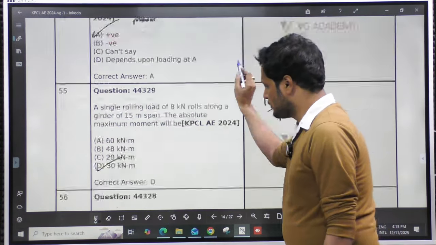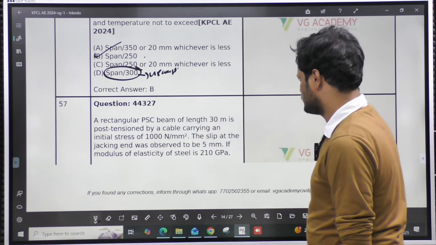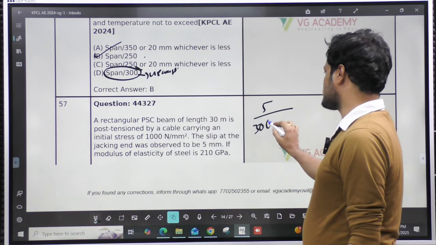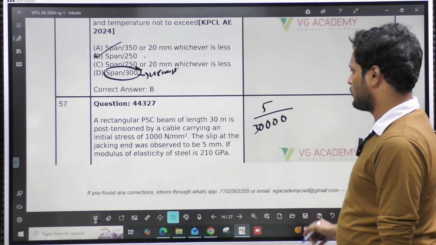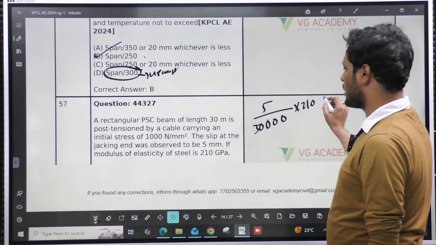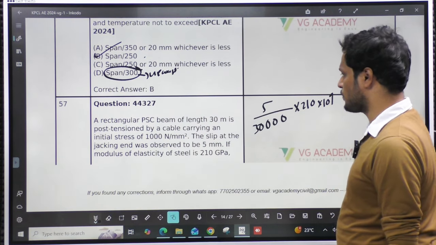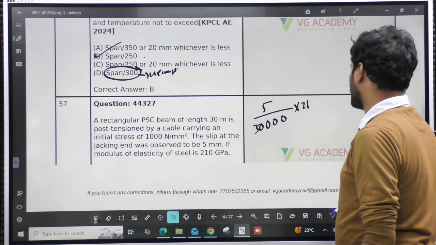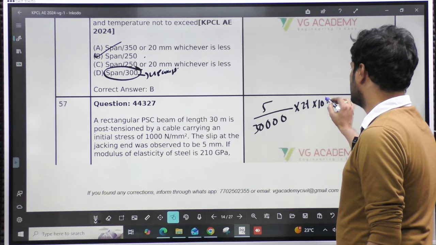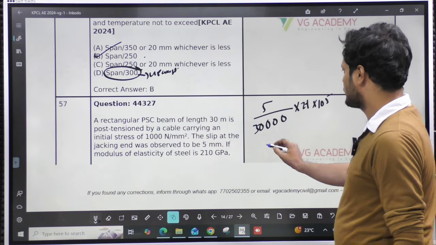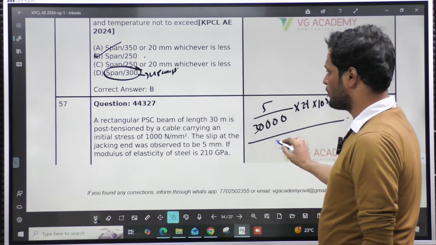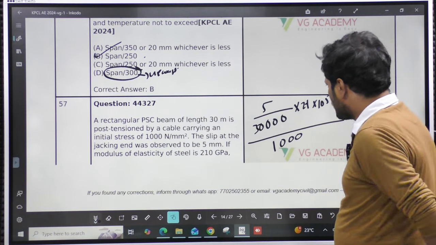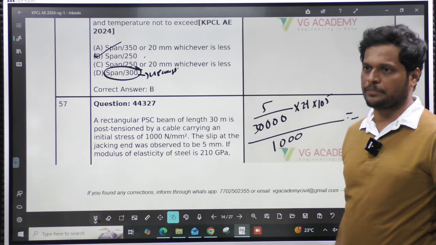So what is delta L? 5 mm. So 5 mm divided by 30 meters, we will take 30000 because strain should not have units, into 210 gigapascal. So 210 into 10 to the power of 9, or 2.1 into 10 to the power of 5, since everything is in mm we have to take megapascal. So this is the loss in prestress divided by the initial stress 1000. So 7 5 is 35.